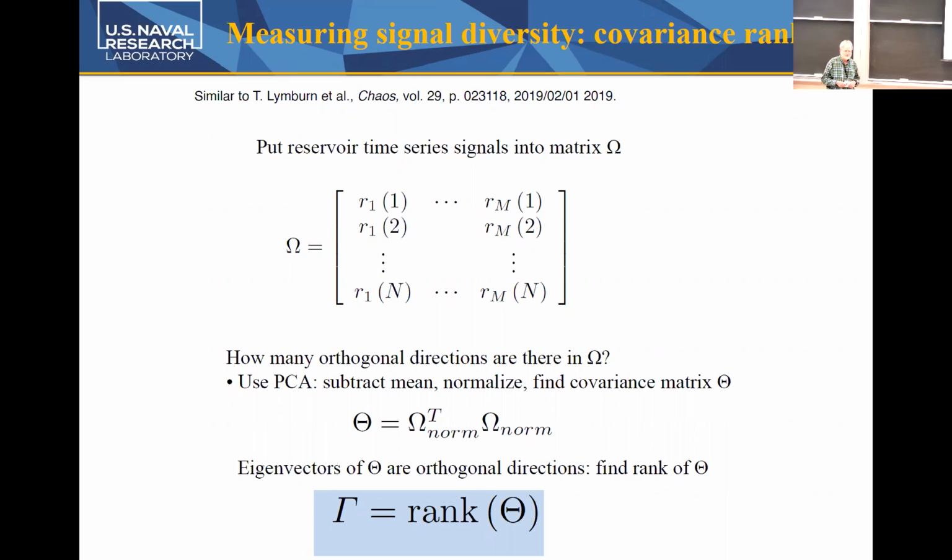So another way to measure the diversity of these signals that's useful is the covariance rank of those signals. And I'm not the only one who's thought of this. Limberg and others have done something similar. I can put the reservoir signals into a matrix. I want to know how many orthogonal dimensions are in this matrix. So I can just subtract the mean and normalize and then find the covariance from this reservoir matrix. The eigenvectors of that covariance are orthogonal directions. And I have found that the rank of this covariance is a useful measure of the diversity of the signals in that reservoir.